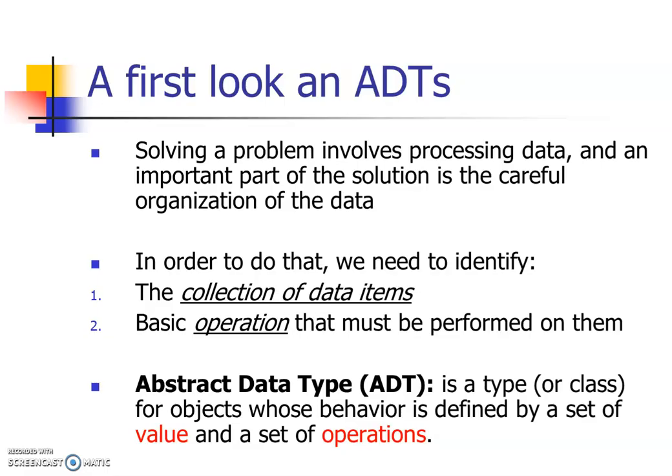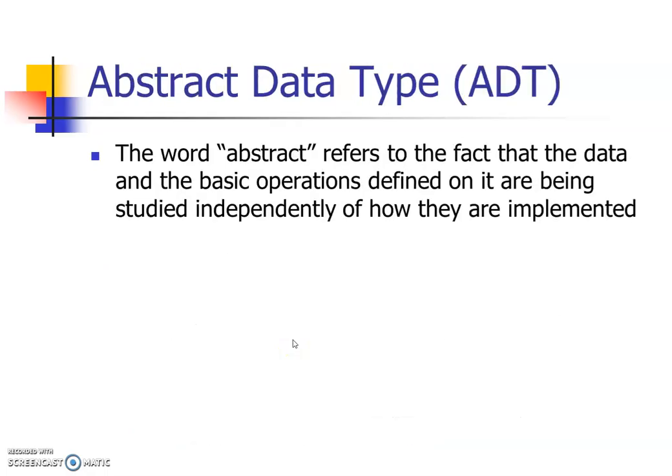So an abstract data type, or ADT, is a type for objects whose behavior is defined by a set of values, which corresponds to the collection of the data items, and a set of operations. The word abstract means that we only want to define those two things: what the data are and what the necessary operations are, without discussing how we implement them. Because the implementation is going to be independent from the problem.